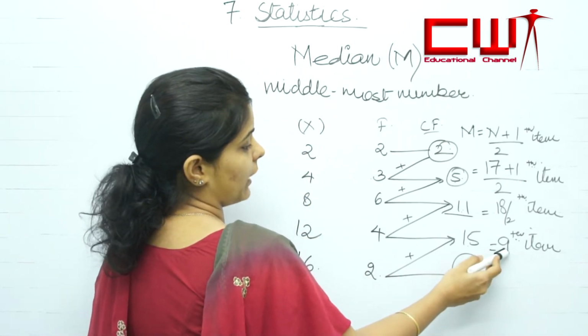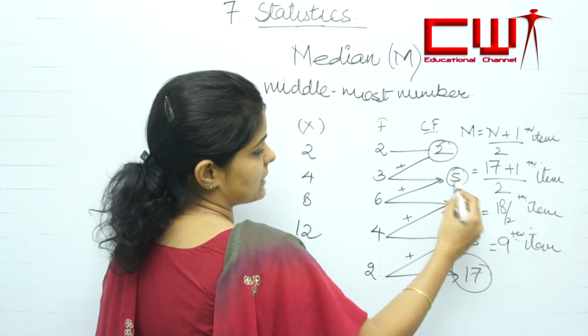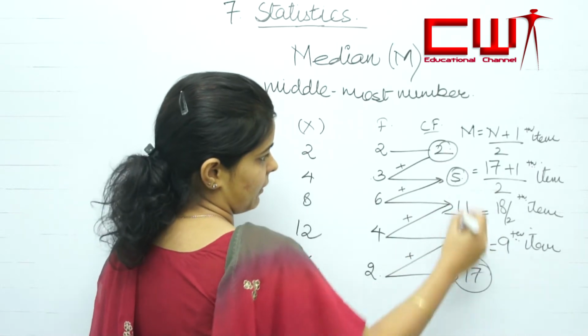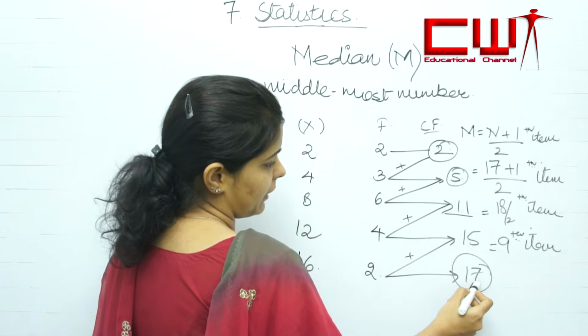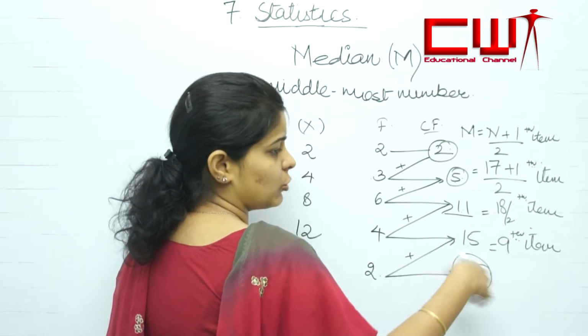Now how will you locate the median? 9 means you will see the next highest number. Is 9 given in the cumulative frequency? No. The cumulative frequency is 2, 5, 11, 15 and 17. So if 9 is not given, you see the next highest.